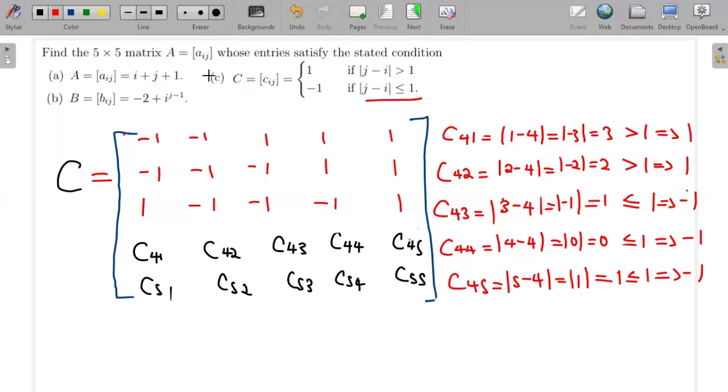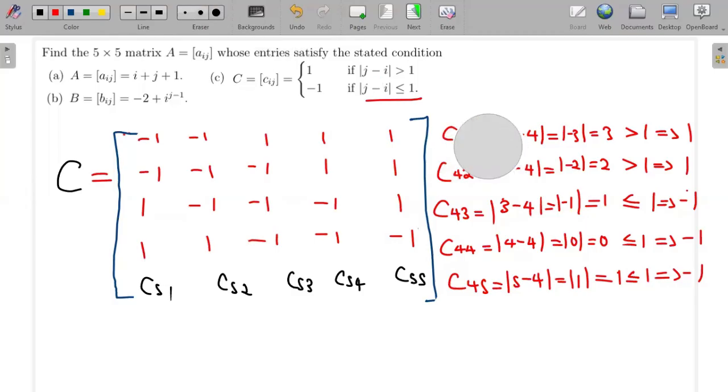Okay, so those are the entries that I'm going to put in the fourth row. So we have 1, 1, 1, which is 3 positives, and then 2 negatives: minus 1, minus 1. All right, so let's solve for the last row.